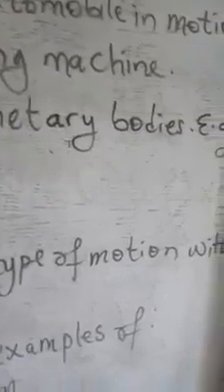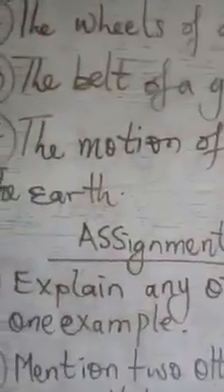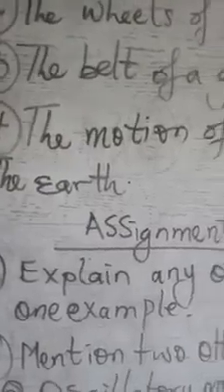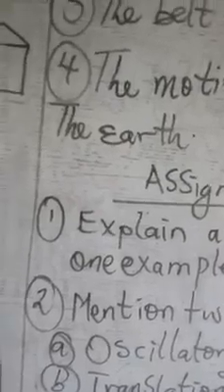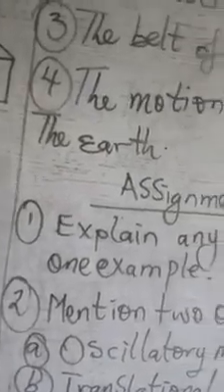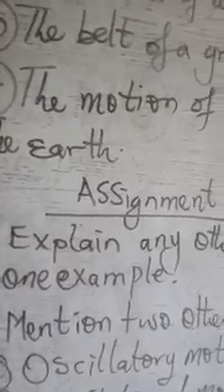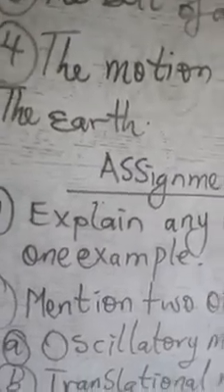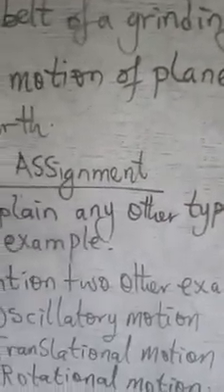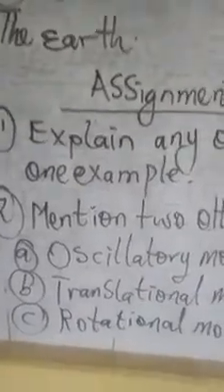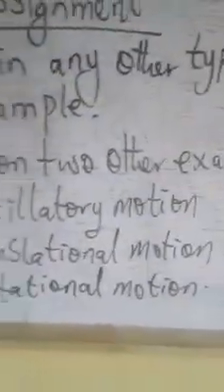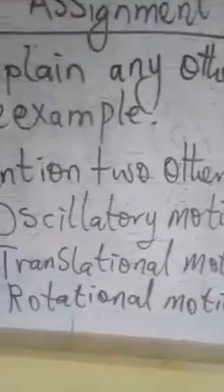Now you have an assignment here. The first is to explain any other type of motion with one example. Look for any other type of motion with one example and explain it. You are going to submit. Then number two: on all the motions that have been mentioned, which are oscillatory, translational, and rotational, you are to mention two other examples of each, apart from all the examples that have been mentioned. Two other examples of oscillatory motion, two other examples of translational motion, and two other examples of rotational motion.